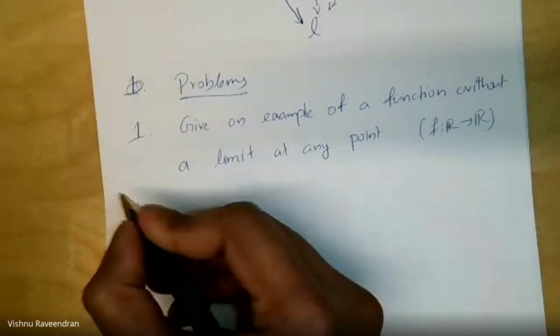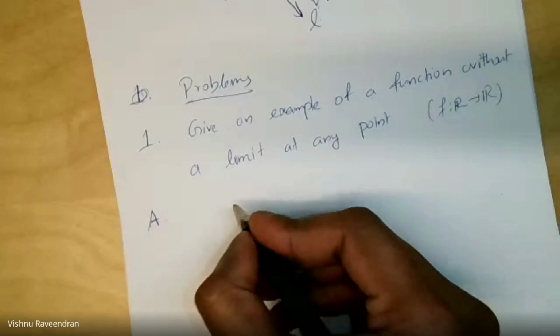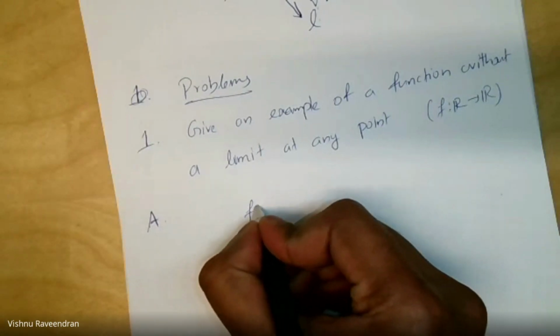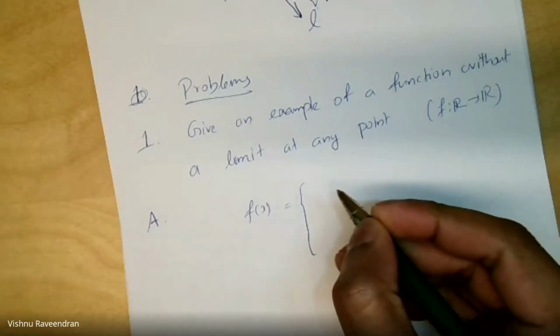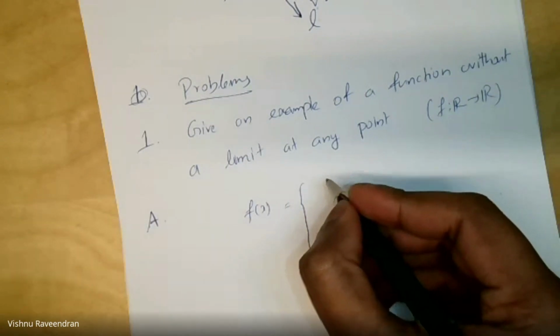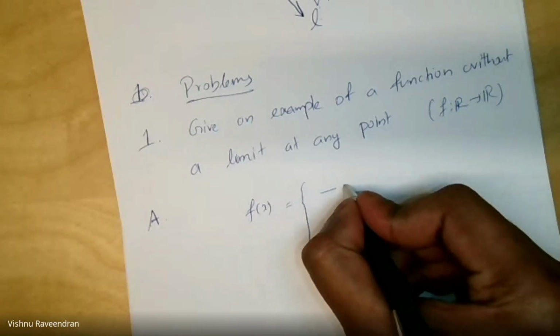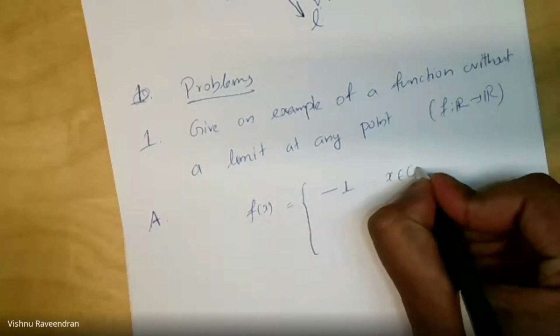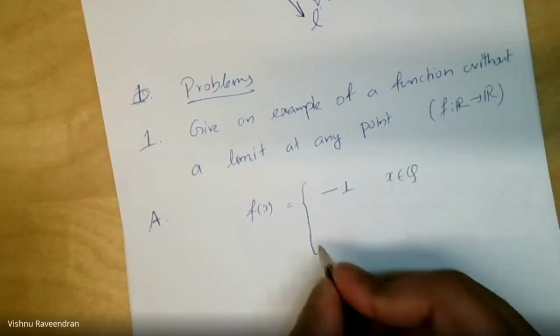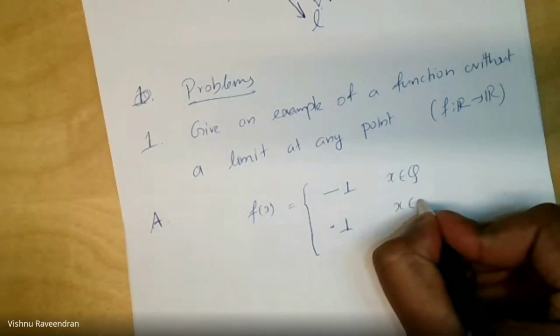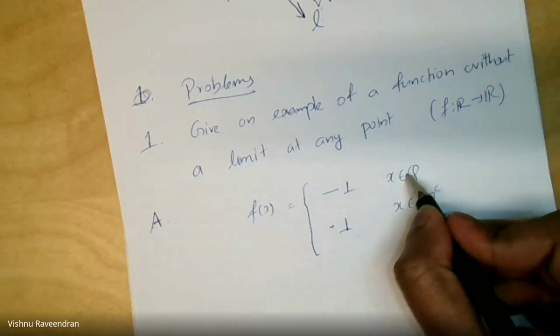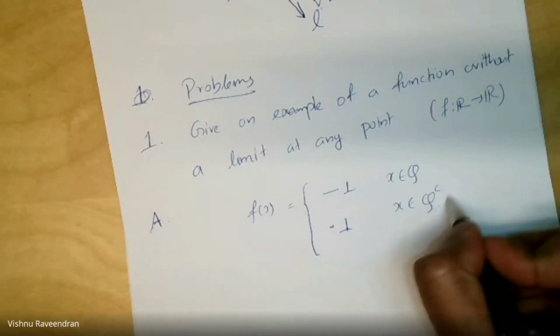Dirichlet function. Yeah, exactly. You can construct many functions like this. So for example, one is like you define f of x equal to -1 for x an element of Q, and 1 if x is an element of Q complement. Q is the rational numbers and Q complement is the irrational numbers.